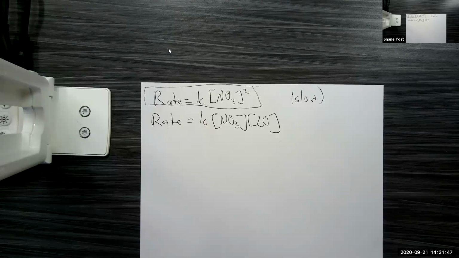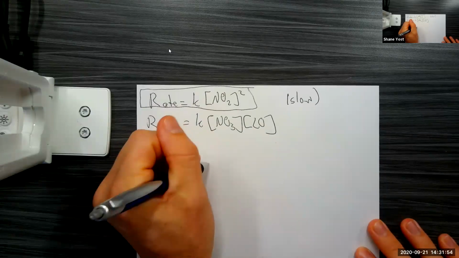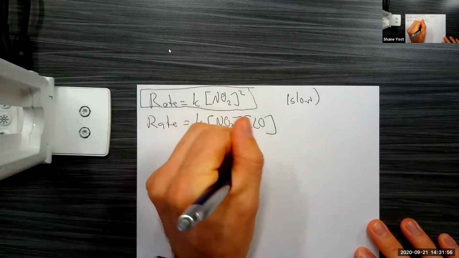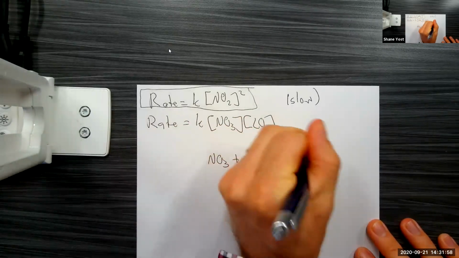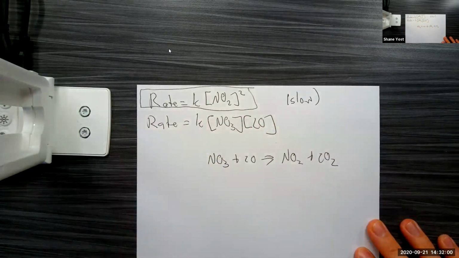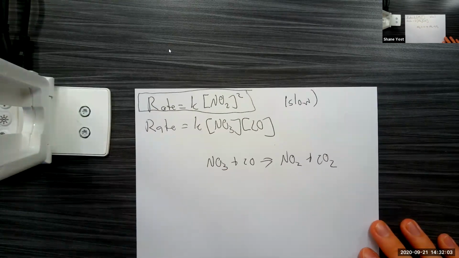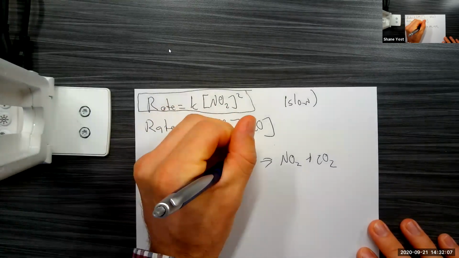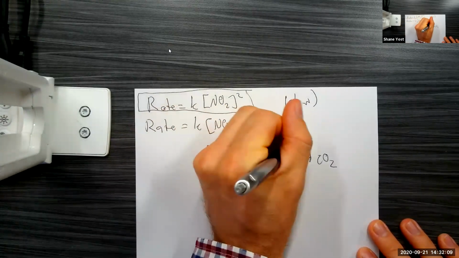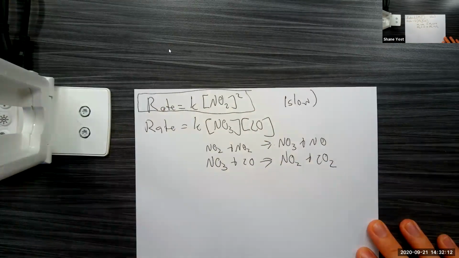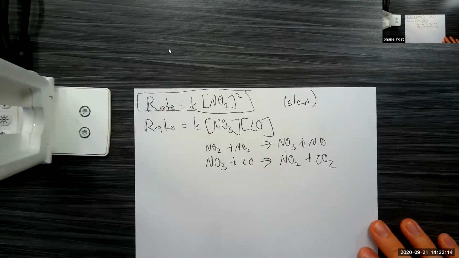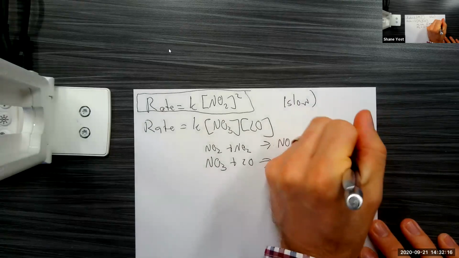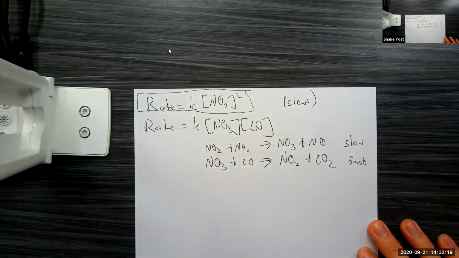So the second step, the rate law here, is k times [NO3] times [CO]. I think the reaction was NO3 plus CO forming NO2 plus CO2. And the first reaction was NO2 plus NO2 going to NO3 plus NO. So that was our reaction mechanism, our slow and our fast step.